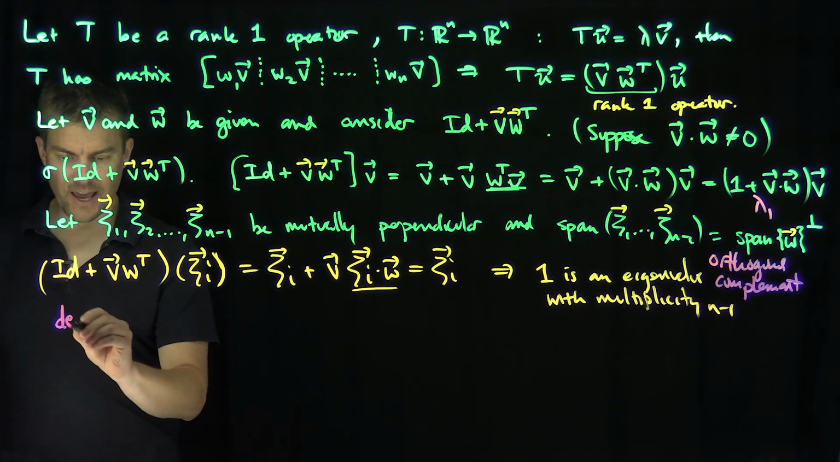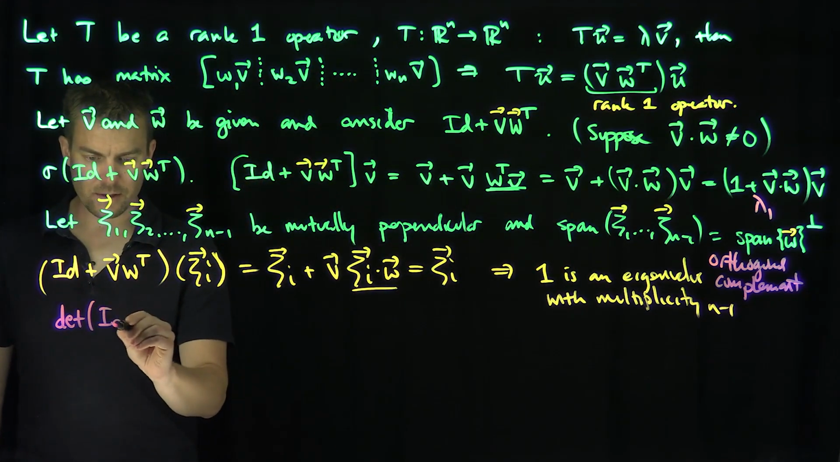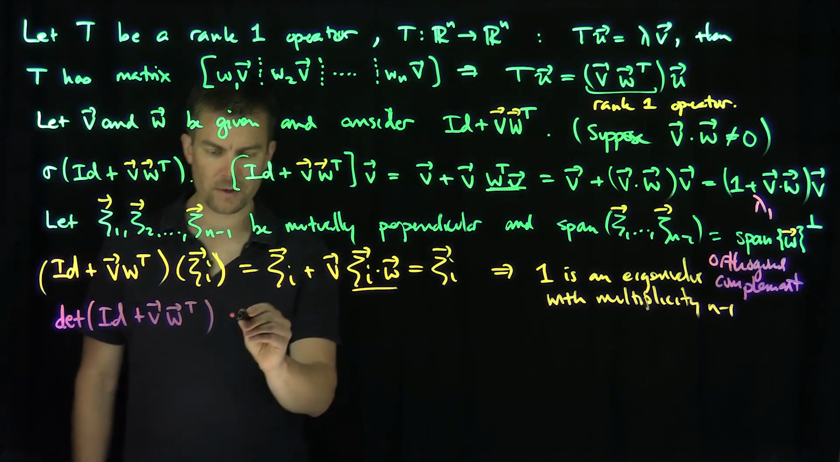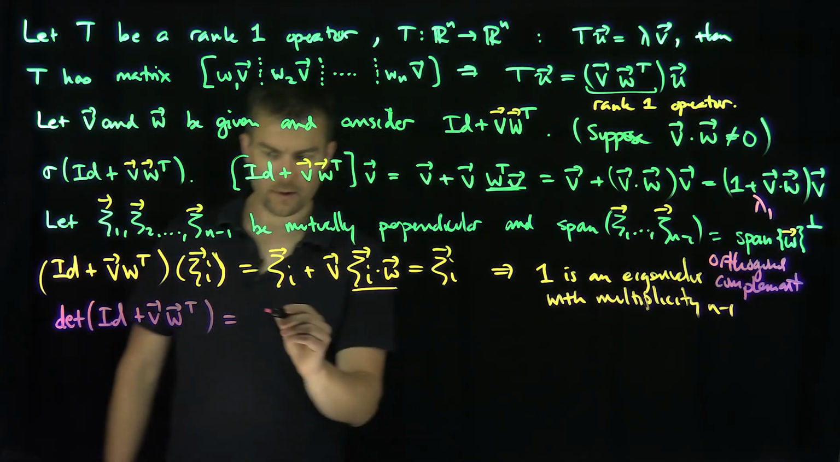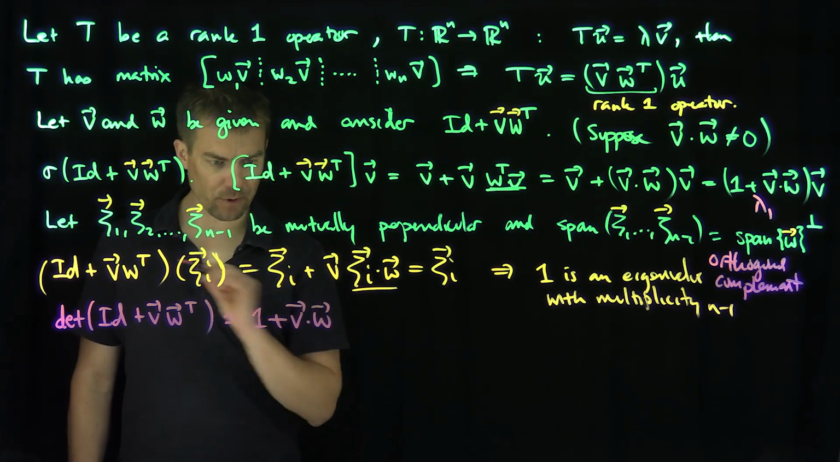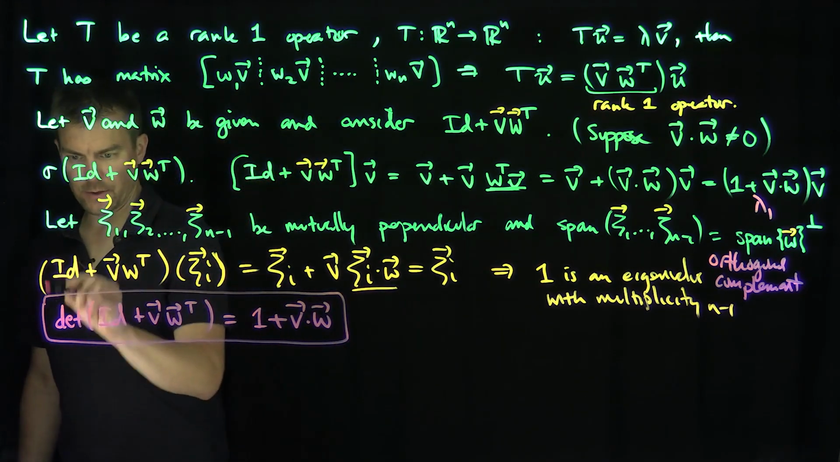It says, in this case, under the assumption that v dot w is not equal to 0, that the determinant of the identity plus v w transpose is just equal to the product of the eigenvalues, so a whole bunch of 1s, 1, 1, 1, 1, and then 1 plus v dot w. So we have this beautiful determinant identity from finding the eigenvalues, right?